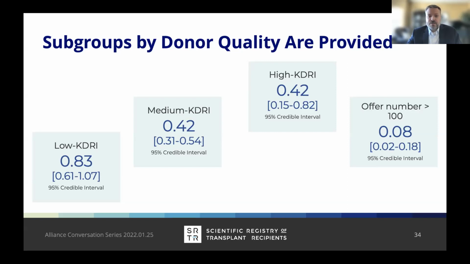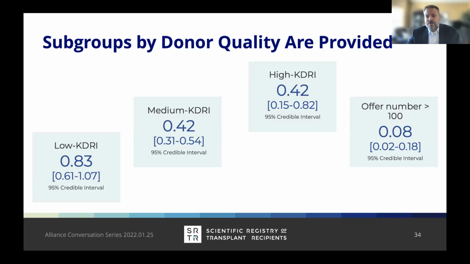So we're showing you, if you stratified your offers based on the donor's risk as measured by the KDRI, the Kidney Donor Risk Index, for low, medium, and high KDRI, what are the acceptance rates? You can see that this program tends to accept the low risk donors at a rate that's a little closer to national average at 0.83. But for both the medium and high risk donors, they're slightly lower than half what other programs are accepting.